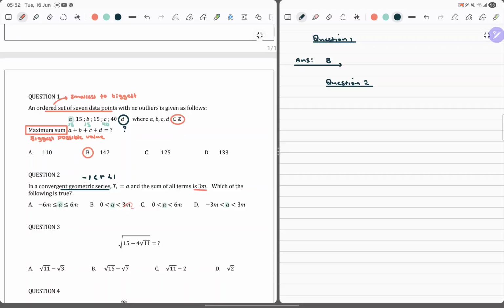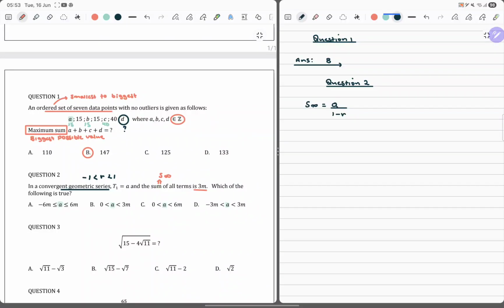So what should the values of A be, or what do the values of A range between in regards to the sum and whatever else is in here? Okay, so we know, folks, that if we say sum of all terms here, we are referring to sum to infinity because this is a convergent geometric series. So we know that sum to infinity is going to be A all over 1 minus r.